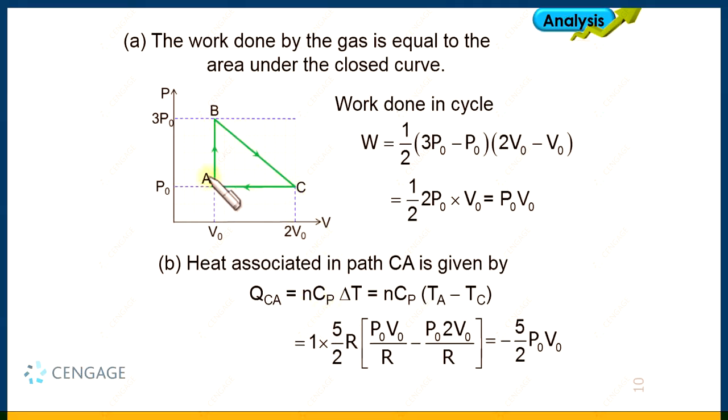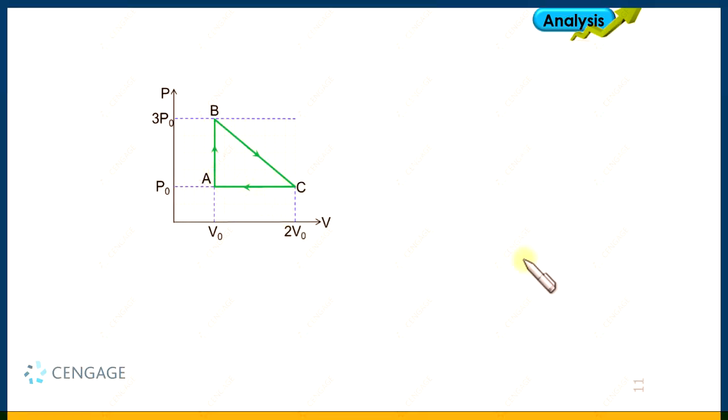So, in this process we need to calculate the heat associated with the BC process, and that can be calculated very easily by using the formula. Because it is an isochoric process, we can calculate the heat associated with this process by a direct formula, that is equal to n Cv multiplied by delta T.